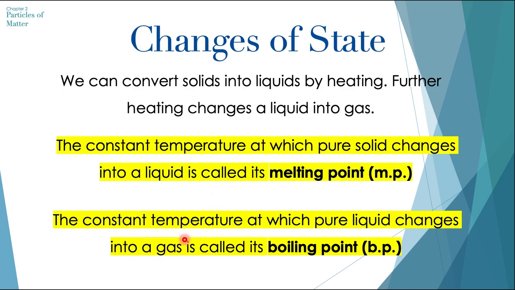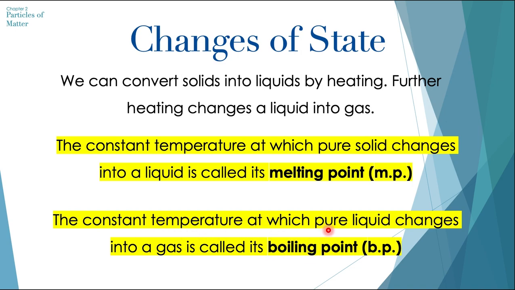The second thing that we also have to remember is that the constant temperature at which a pure liquid changes into a gas is called its boiling point. You know, we boil the water to cook food. That is the boiling point of water. There is a boiling point of water when it starts to boil. This is also written as B.P., BP. Boiling points are also at constant temperatures.